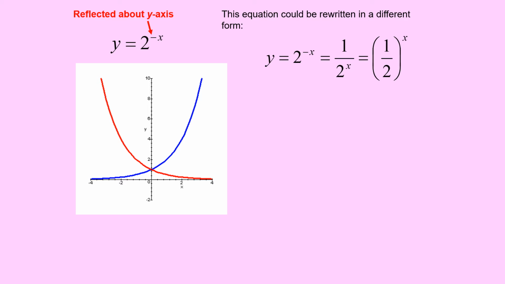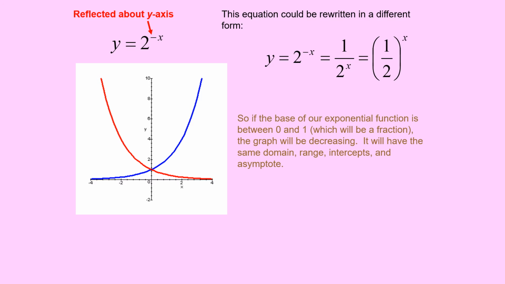This equation can be written in a different form. y equals 2 to the minus x could be written as y equals 1 over 2 to the x, which is the same as a half to the power of x. If the base of our exponential function is between 0 and 1, which will be a fraction, the graph will be decreasing. It will have the same domain, range, intercepts and asymptotes, though, as the other one. There are many occurrences in nature that can be modelled with exponential functions.